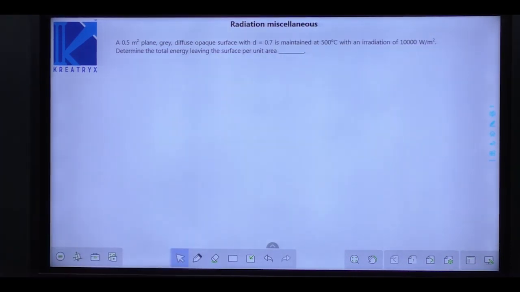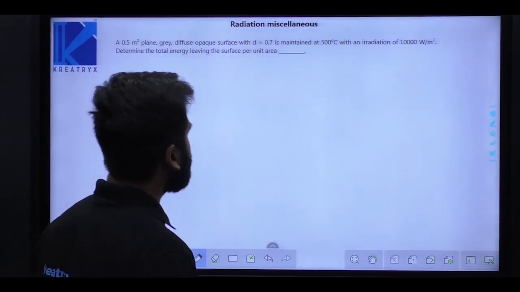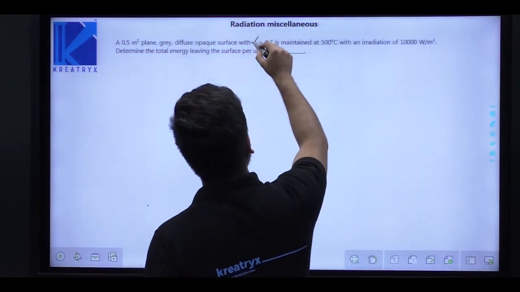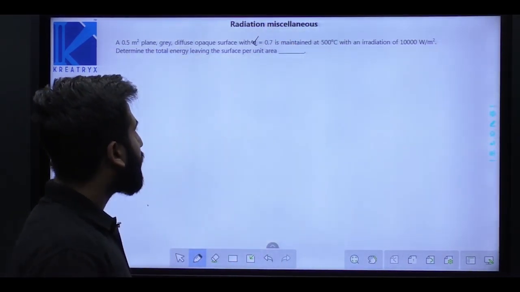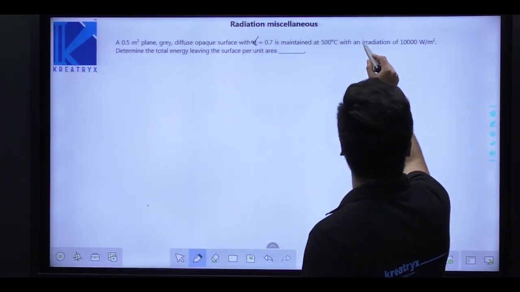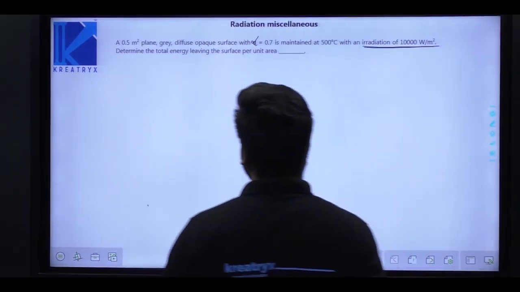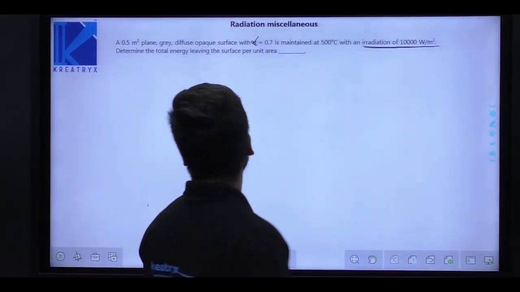It's a 0.5 meter square plane gray diffuse opaque surface with alpha, this is not D, this is alpha. What is alpha? That is absorptivity. It is maintained at 500 degrees Celsius with an irradiation of 10,000 watt per meter square. Determine the total energy leaving the surface per unit area.